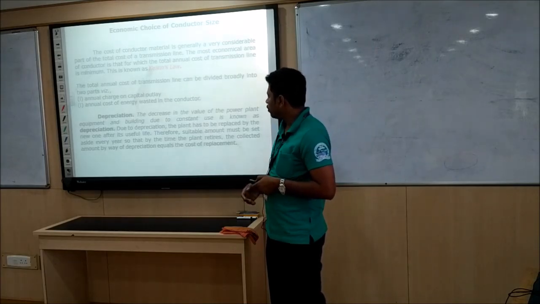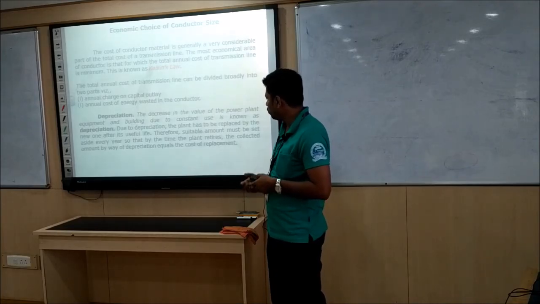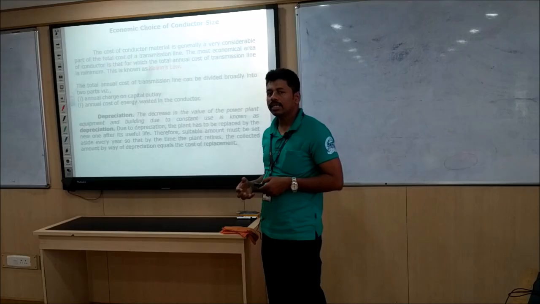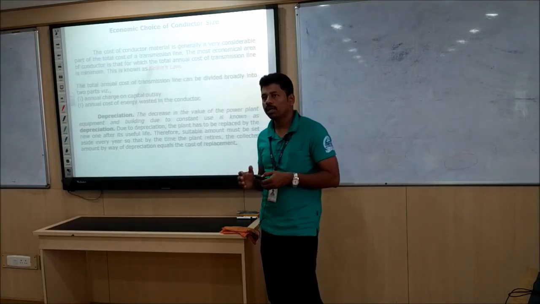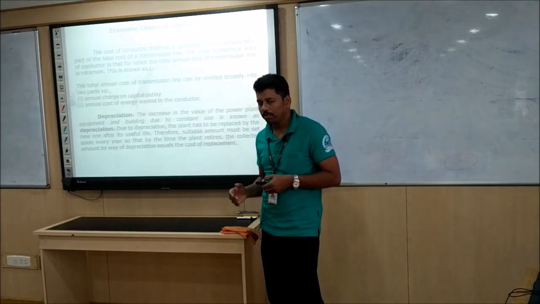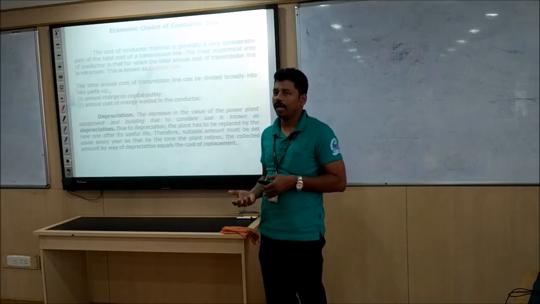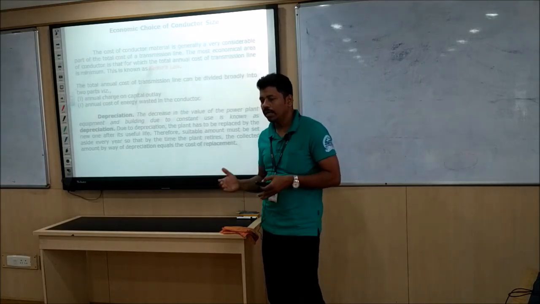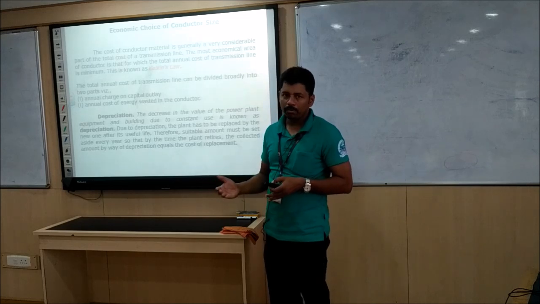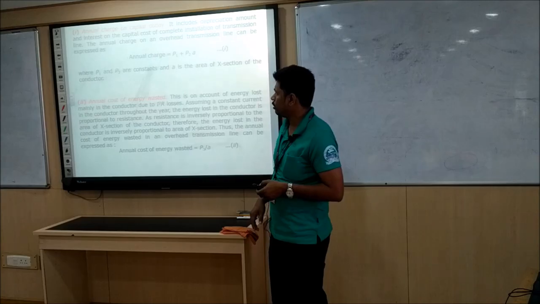Depreciation, the decrease in the value of the power plant, equipment, and buildings, is called depreciation. Due to depreciation, for example, there is a plant which is generating 200 megawatt of power. It may be a 10 year old plant. If you go and measure the maximum generation capacity of that, it may generate only 180 or 190 megawatt because of depreciation. So aging is a factor here.